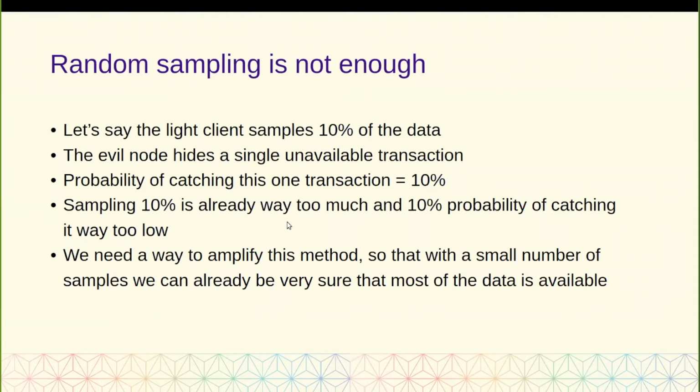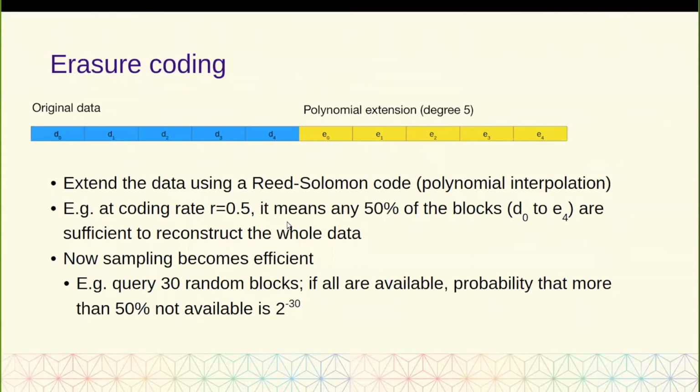So what we need is basically a way to amplify this method so that even with just a small number of samples, we can already be sure that most of the data would be available. And yeah, in comes erasure coding.